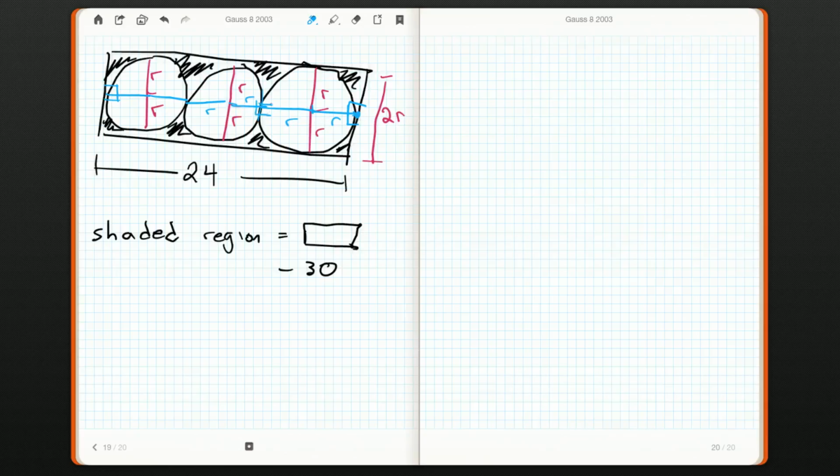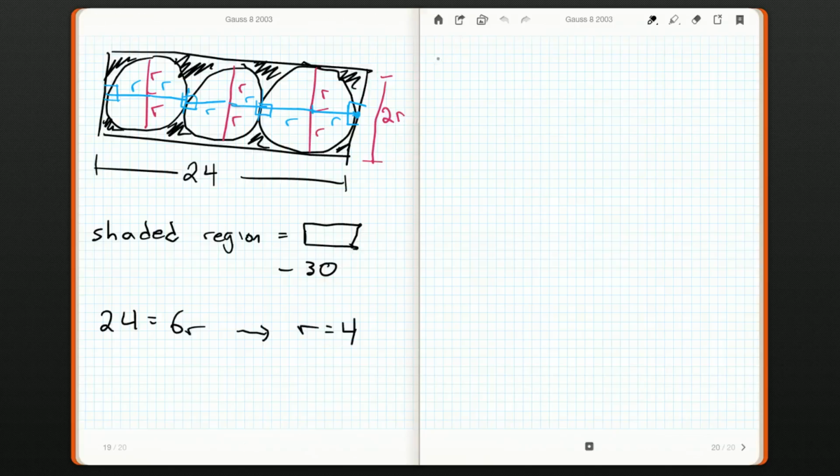Same thing here in the insides, although it's not a nicer concept there. But if I write these in, I can notice pretty quickly that 24 is 1, 2, 3, 4, 5, 6, r. So divide by 6 on both sides, I get r is equal to 4. Okay, well that's all I need for the shaded region.